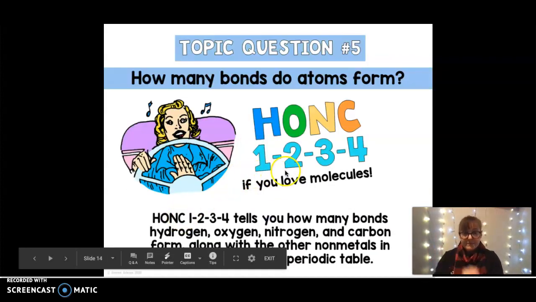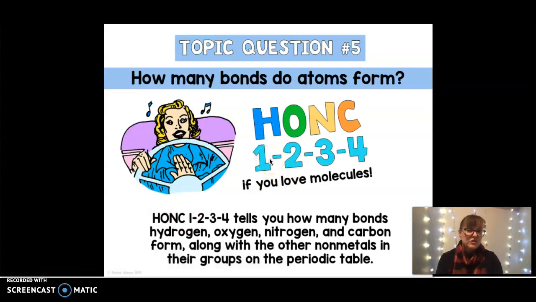So if you want to know how many sharing bonds you can have, hydrogen can only form 1 because it has 1 electron to share. Oxygen has 6, so it wants to share with 2. Nitrogen is in group 15, so it needs 3 more, so it will share 3. Carbon is in group 14, it will share 4. So that tells you how many bonds, 1, 2, 3, 4, you can get with other nonmetals on the periodic table.